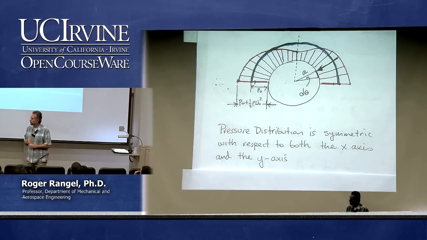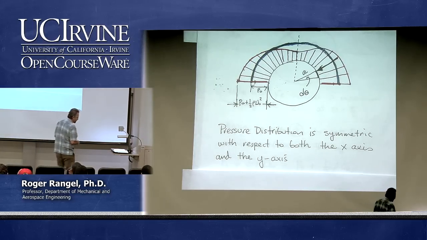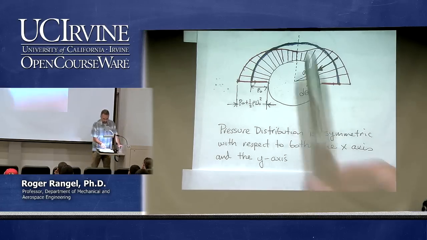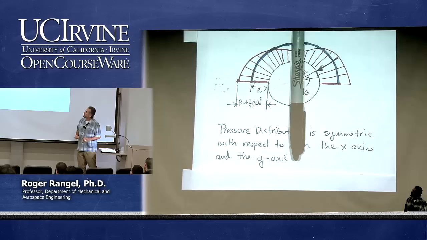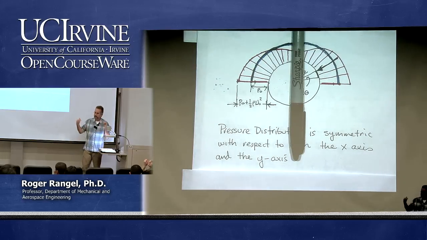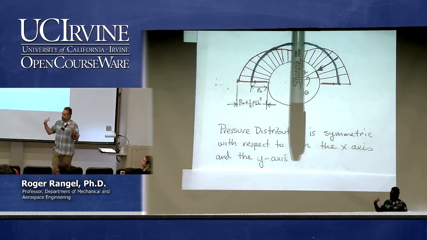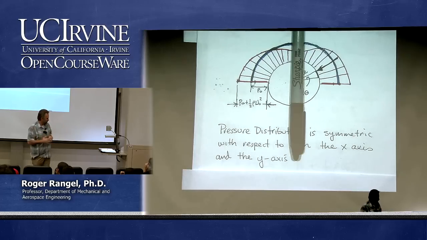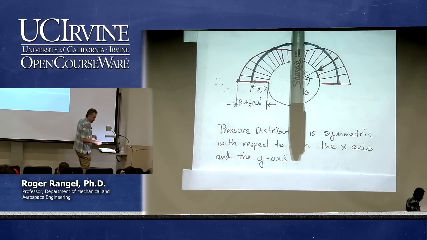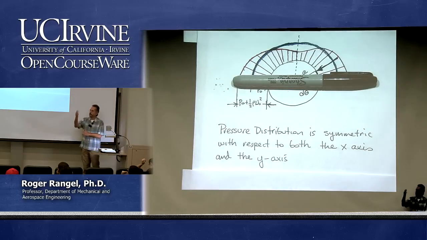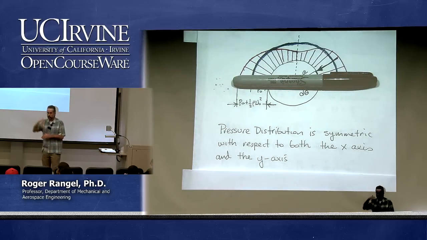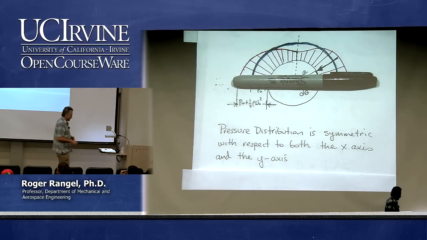It'll be 0. Because if I just look at the pressure distribution, it is symmetric with respect to the y-axis, which means that there'll be no force, no net force in the horizontal direction. And if I look at the fact that this is symmetric with respect to the x-axis, it tells me that there'll be no force also in the y direction, in the vertical direction.